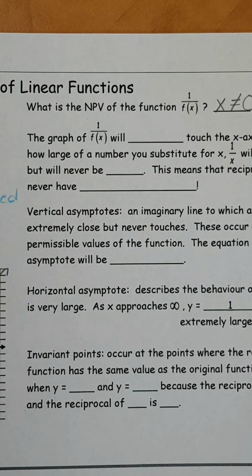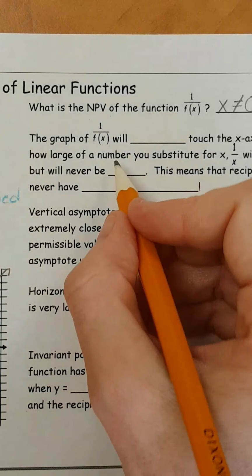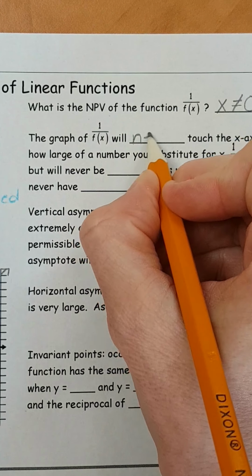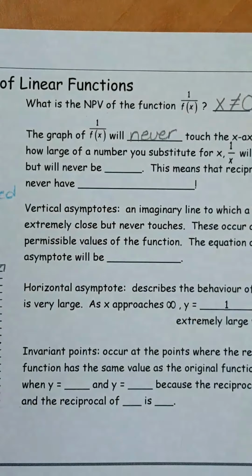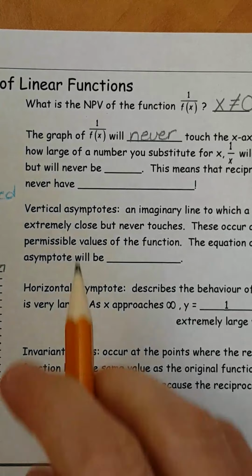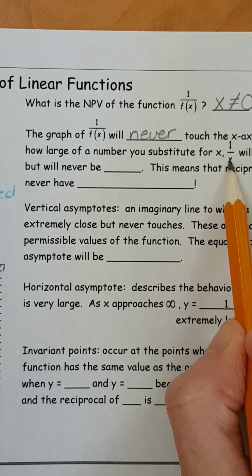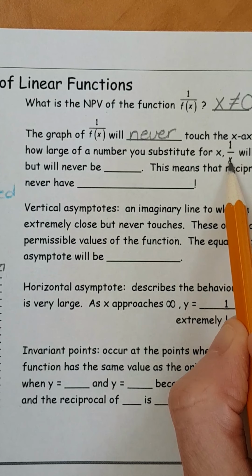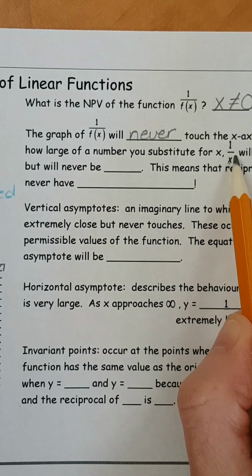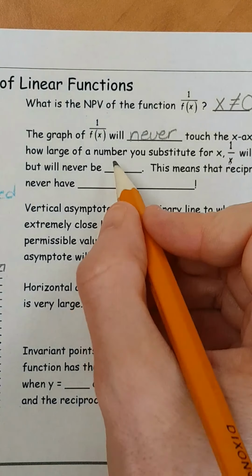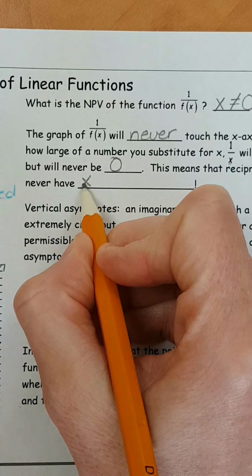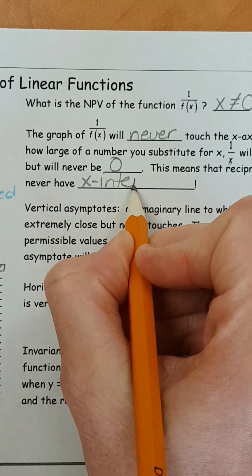So if x can't be 0, what that means is that these graphs will never, ever touch the x-axis. So that means there'll never be any x-intercepts, right? No matter how large of a number we pick for x, 1 divided by it will be incredibly tiny, but because it can never be 0, we have no x-intercepts.